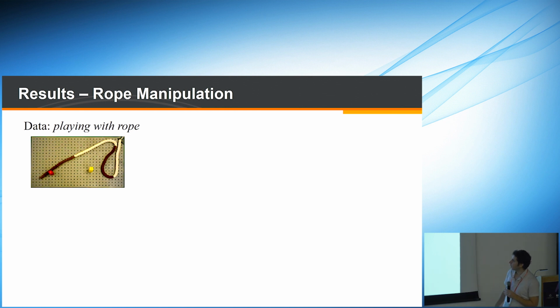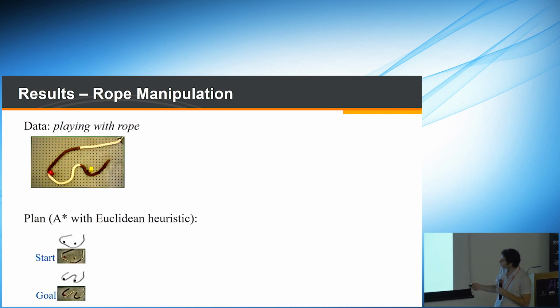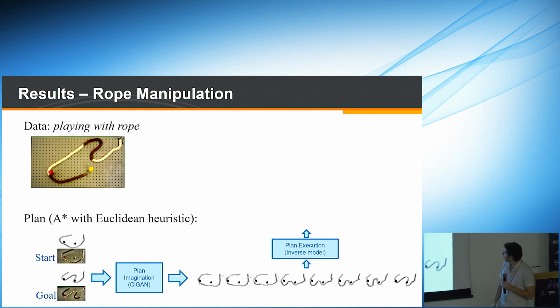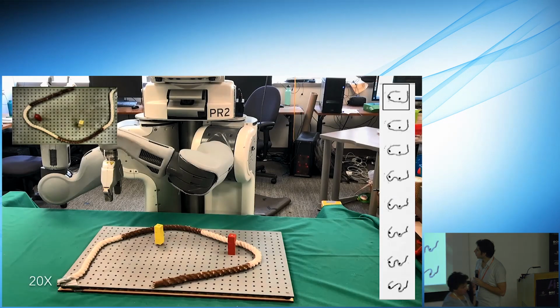And here's everything all together. We first play with the rope to generate some data. Then we plan or imagine our plan using causal InfoGAN. We get something that looks like this. And then we use our inverse model to carry out the plan, which is what you see here.